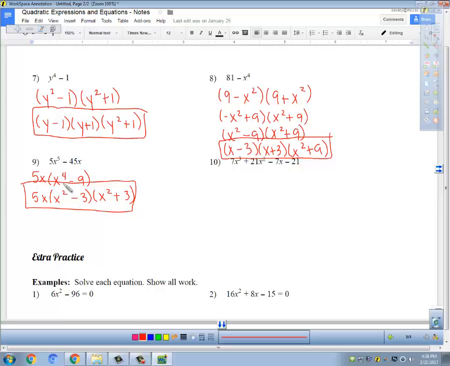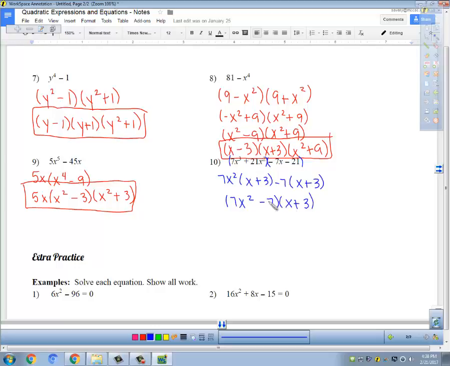Okay, number 10 is kind of complicated. I see 4 terms, so I'm going to group it together because that's what I always do with 4 terms. You can factor out a 7x squared from the first set of parentheses to get x plus 3. You can factor out a negative 7 from the second set to get x plus 3. So we get 7x squared minus 7 and x plus 3.